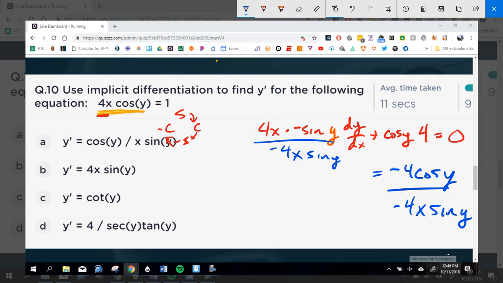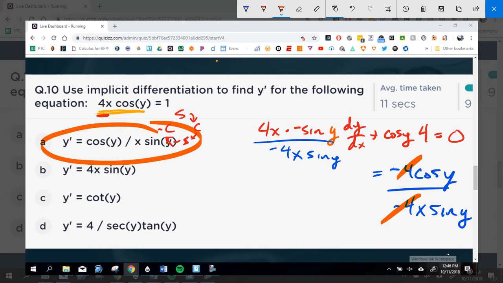And I look to my final answers, and none of those are there. But I still could cancel this negative 4 and that negative 4. So I get cosine y over x sine y. That's the right answer on that one.